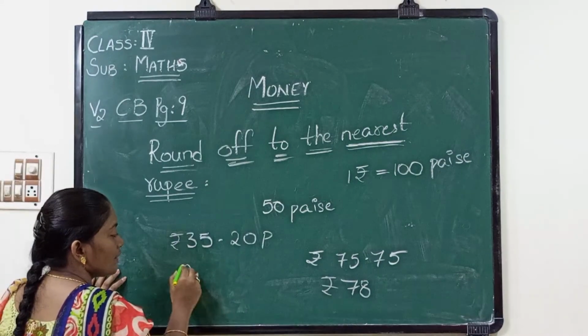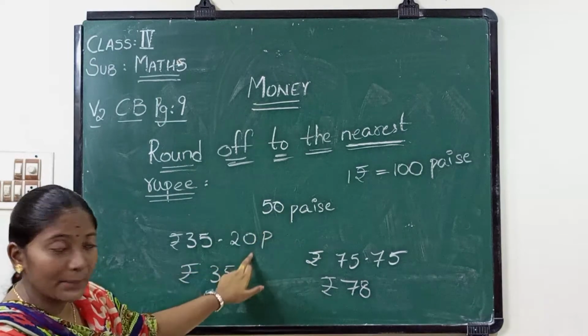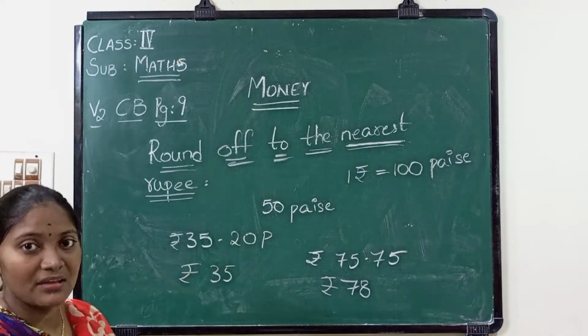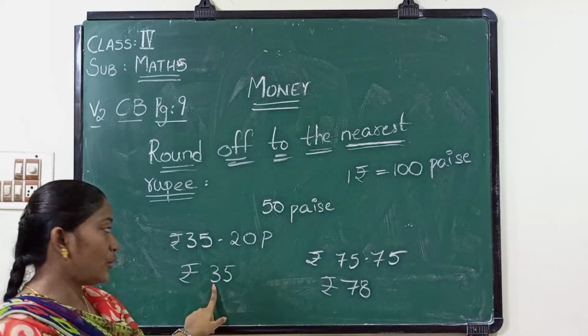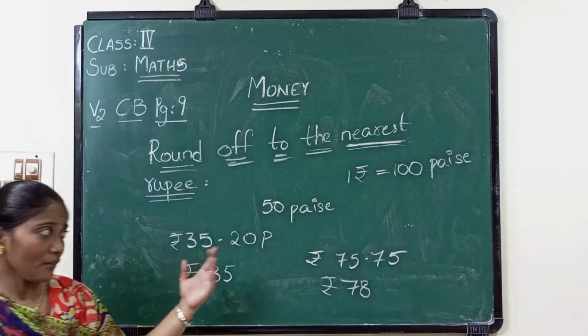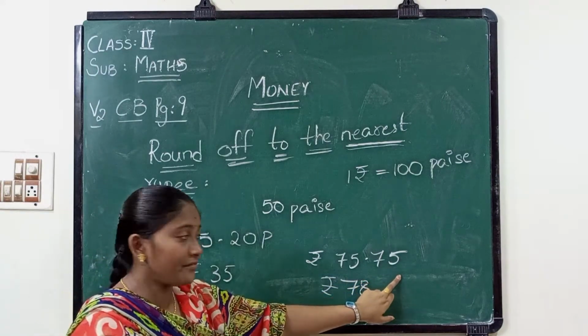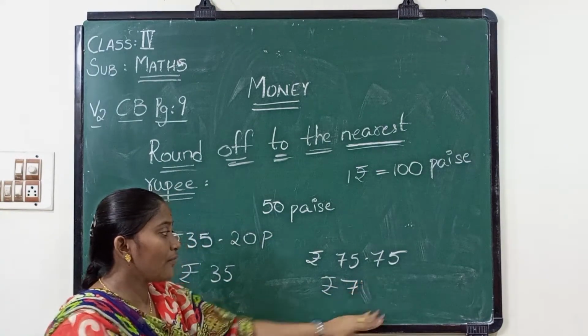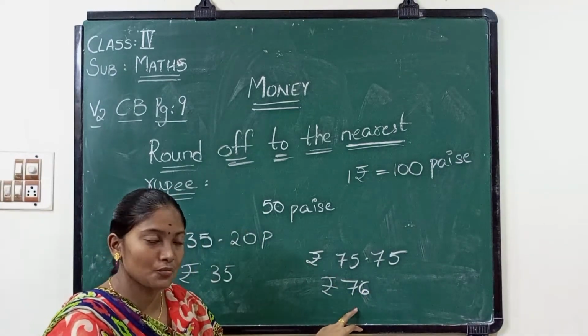Here it is only 35 rupees. Why? Because 20 pies is smaller than 50 pies, so we have to round it off as 35. For example, it is above 50 pies, so we have to round it off as 76 rupees.